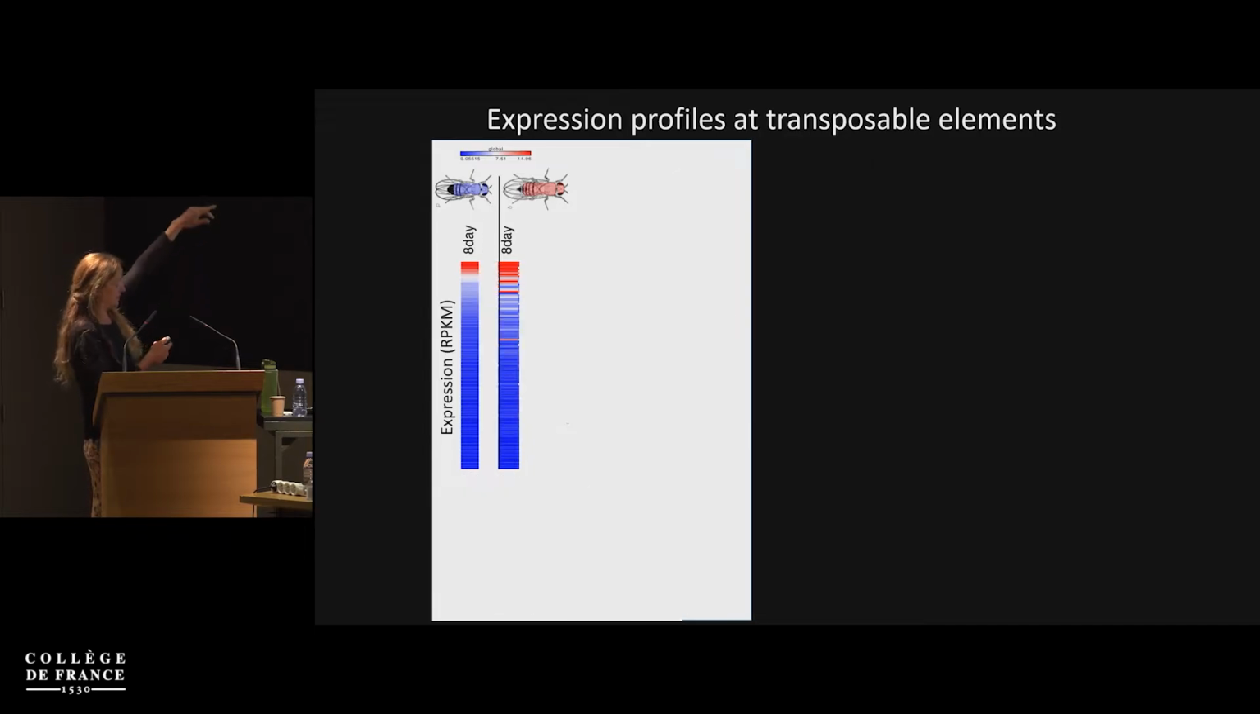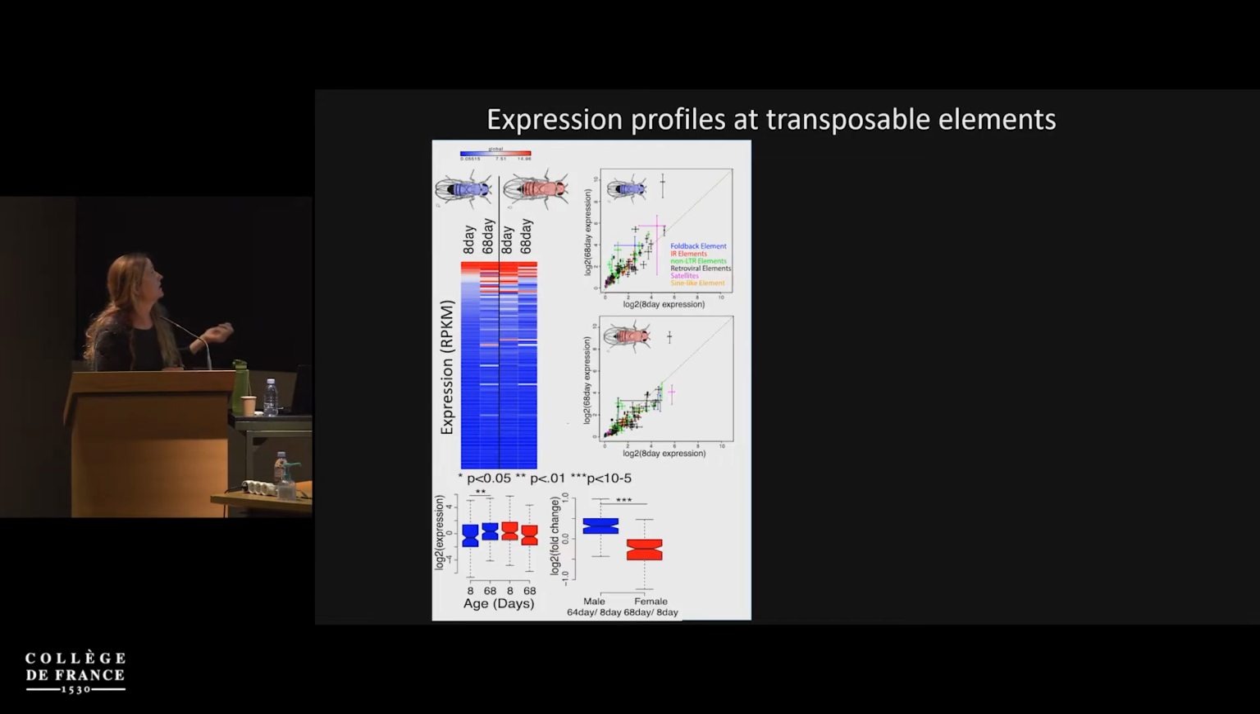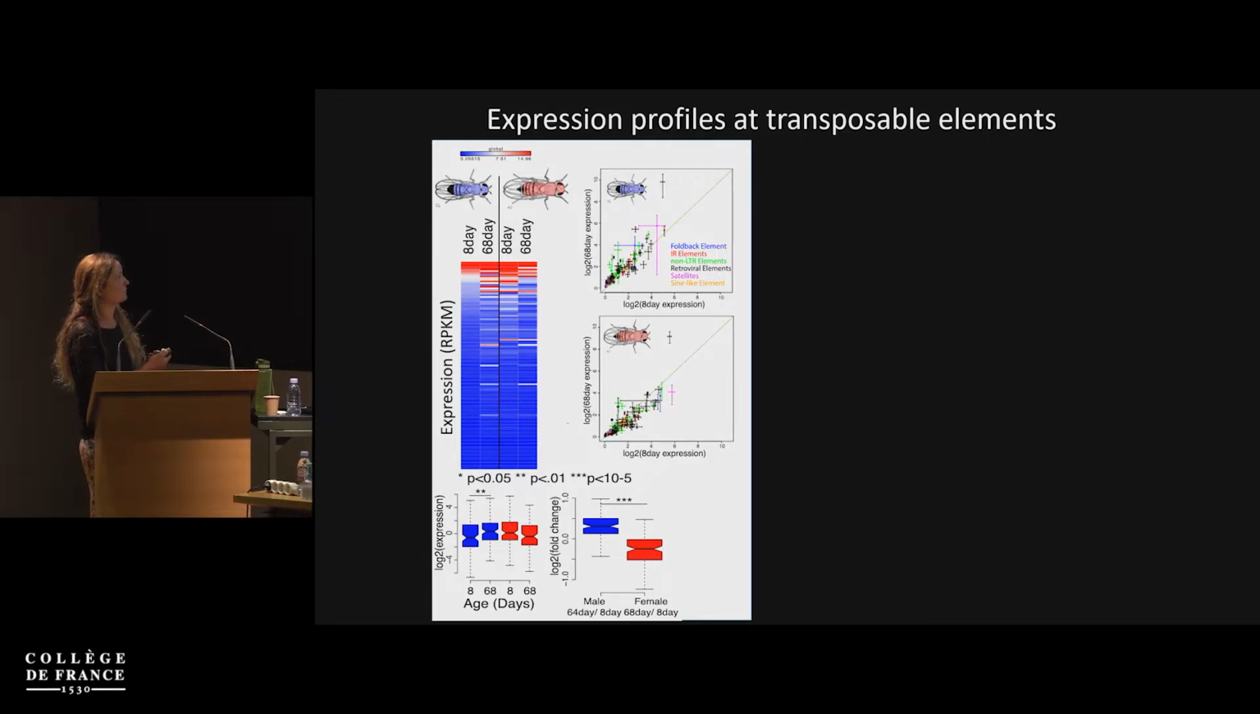On the left is males, on the right is females, and this is for young flies. The more red, the more highly expressed. So as expected, transposable elements are efficiently suppressed in young flies. And as flies age, you can see that transposable elements are still efficiently suppressed in females. This is the same data just as a scatter plot, expression in young versus old females, young versus old males. And as you can see, females keep suppressing their transposable elements as they age. If anything, it becomes more efficient suppression.